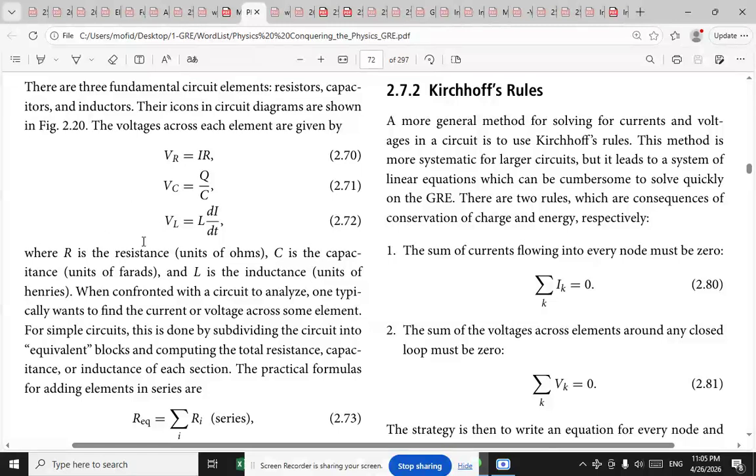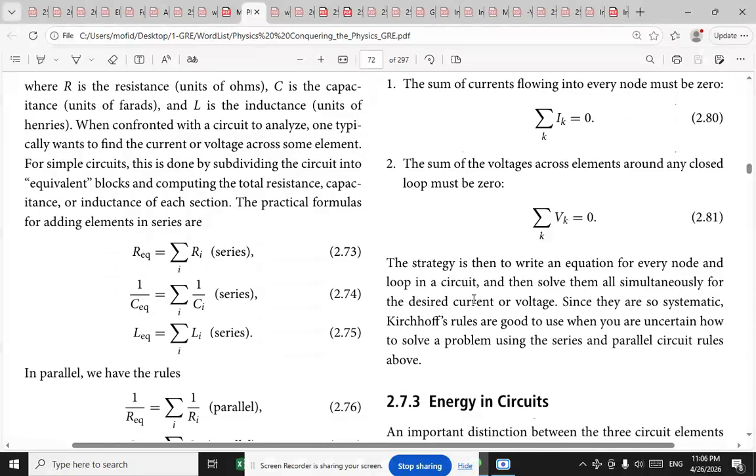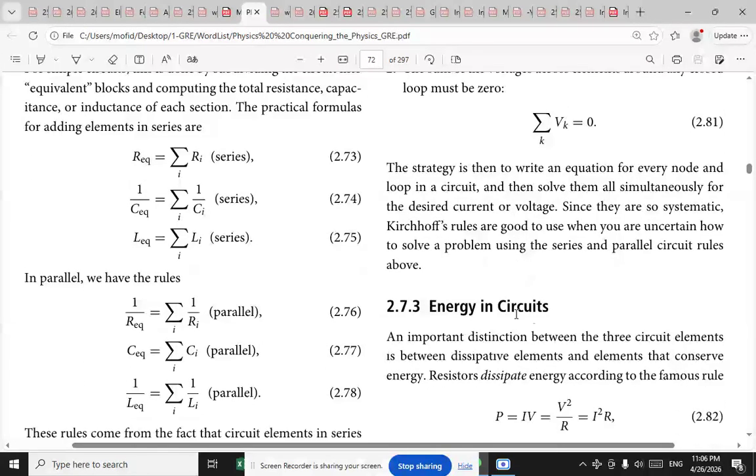So the first of the Kirchhoff rules says that the sum of currents must be equal to 0 at every node, and the sum of voltages around every closed loop must be 0. The strategy is then to write an equation for every node and loop in a circuit and then solve them all simultaneously for the desired current or voltage. Since they are so systematic, Kirchhoff's rules are good to use when you are uncertain how to solve a problem using the series and parallel circuit rules above.